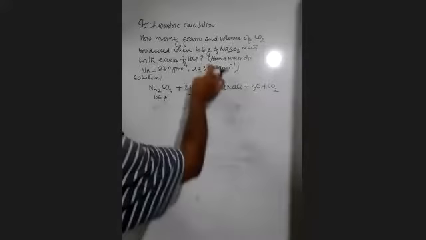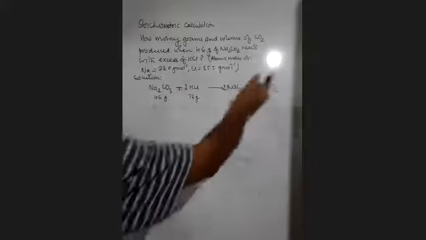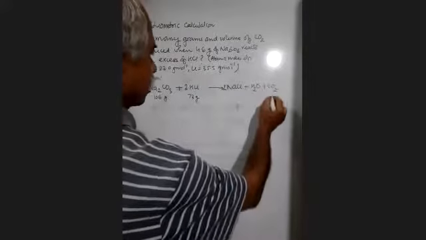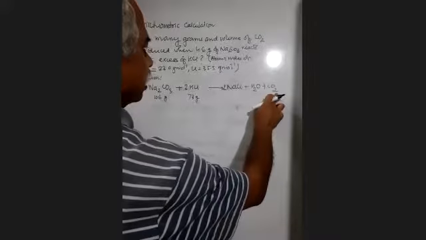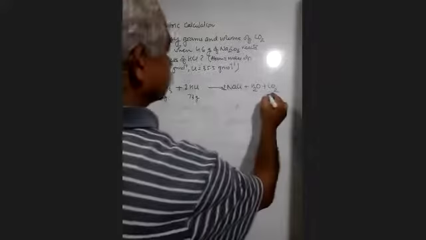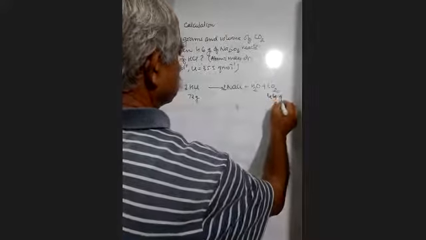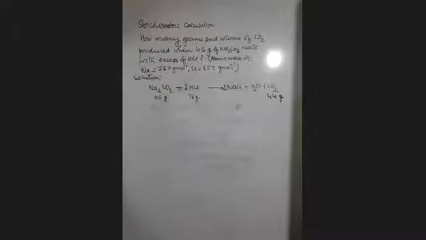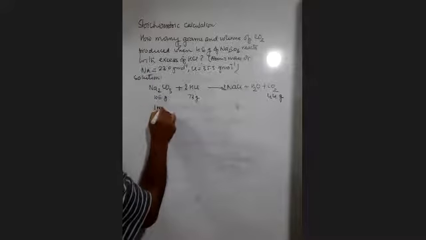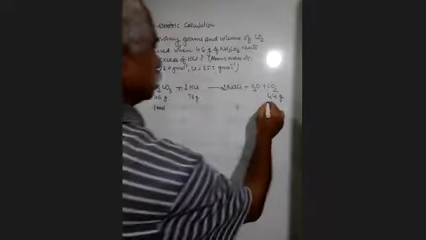Sodium chloride is not asked, so we will not bother for this. Water is also not bothered. We'll write now here carbon dioxide. It is 12 plus 32 is 44. Once you know molecular mass is equal to 1 mole, it is 1 mole. This is also 1 mole.